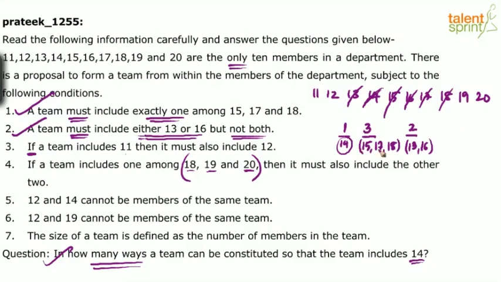Whatever we have done so far is definitely to be done. One must be there among 15, 17, 18. One must be there among 13 or 16. But this is an if condition, so we'll come back to this later.